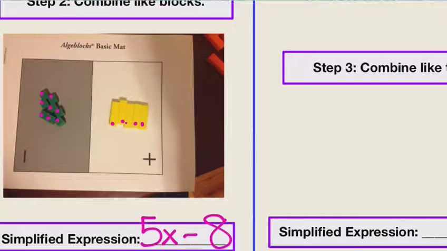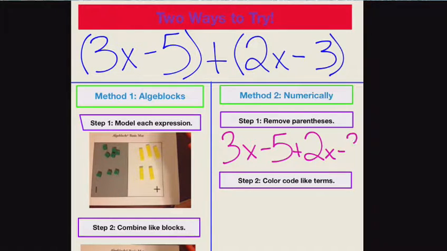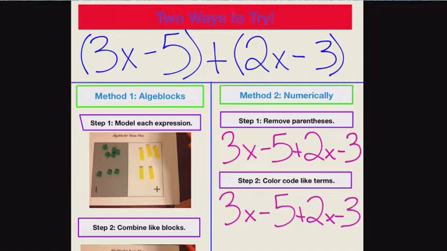Okay, let's go ahead and try that numerically now. So again, step 1, remove those parentheses. So we've got 3x minus 5 plus 2x minus 3. Okay, now we're going to color code our like terms. Again, that's simplifying expressions right here. So I'm going to color code 3x and 2x together. And my minus 5 and my minus 3 are going to go together.